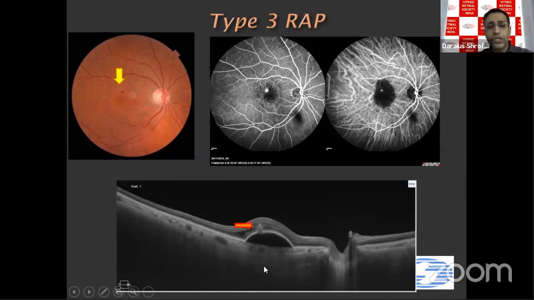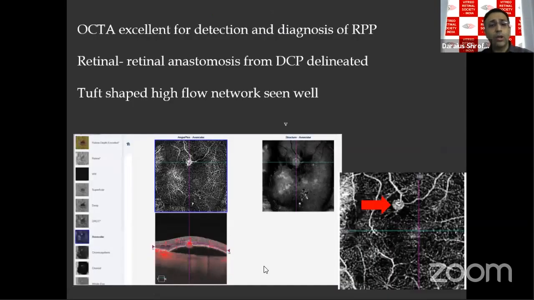How does the Octa help us? Octa is excellent for this because the retinal anastomosis from the DCP is well delineated and the tuft shaped high flow network is seen. You can see this beautiful flow in the scan below, and you can see this anastomosis above. So type 3 is also something where we find it very useful to do Octa.